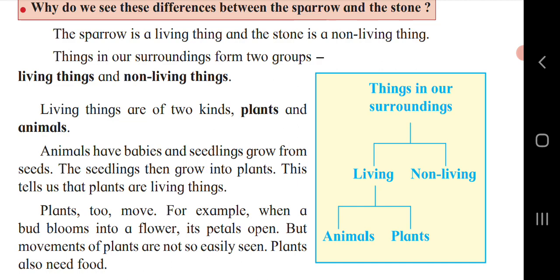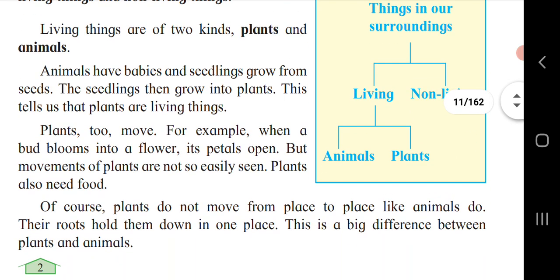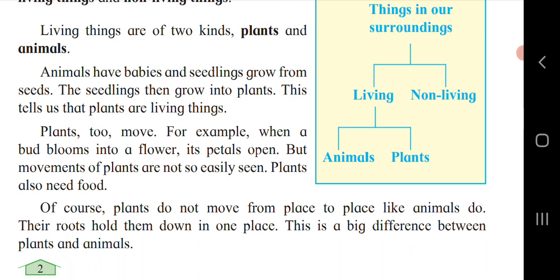Living things are of two kinds, plants and animals. Animals have babies and seedlings grow from seeds. Yes, plants and animals give birth to babies, and through a seed we can grow a seedling. The seedlings then grow into plants.